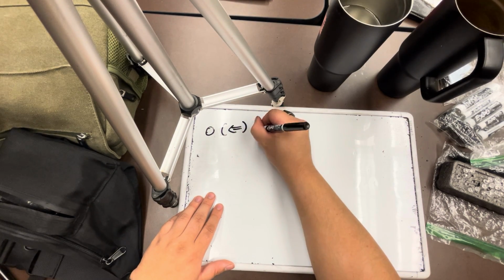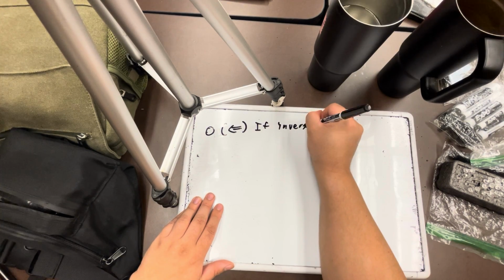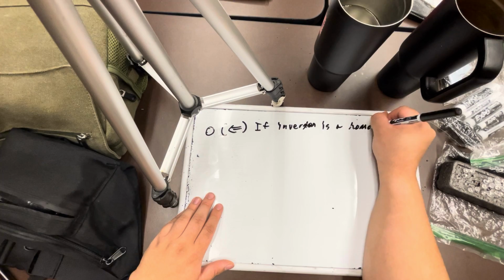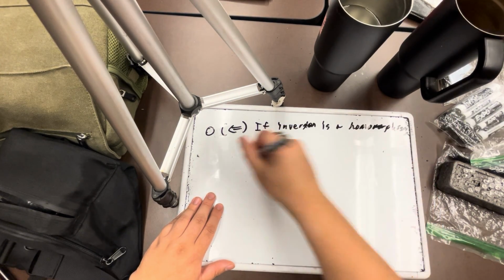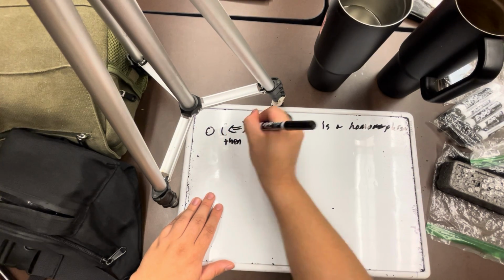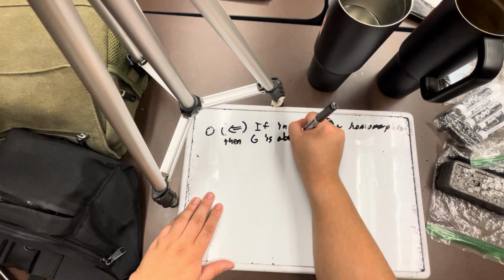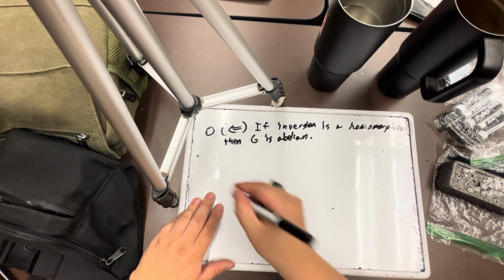We want to see that if inversion is a homomorphism, then G is abelian. That's what we want to see. We want to see the other implication, the right-left implication, right?